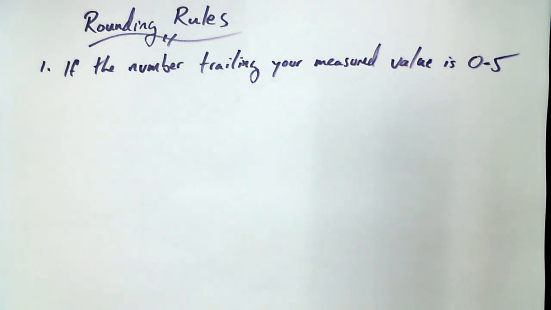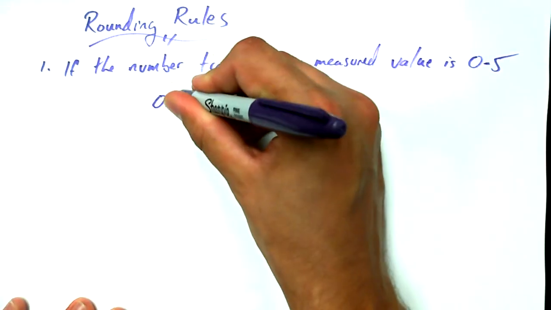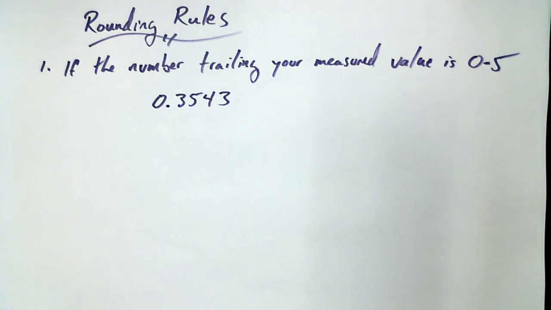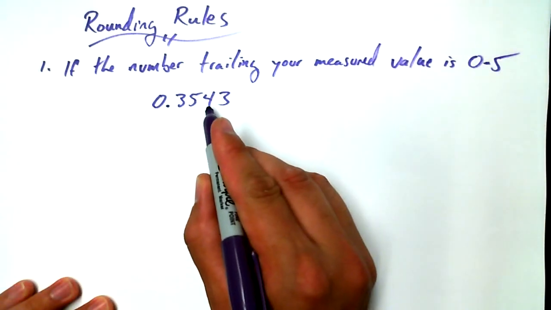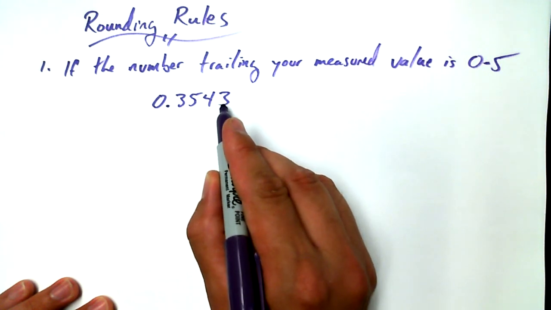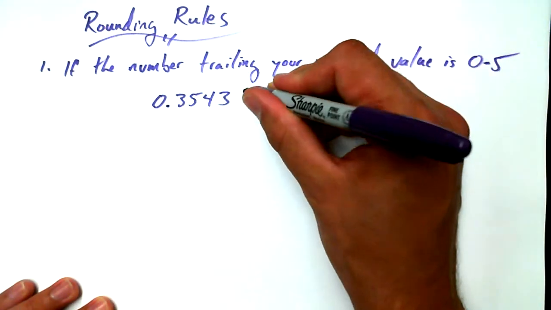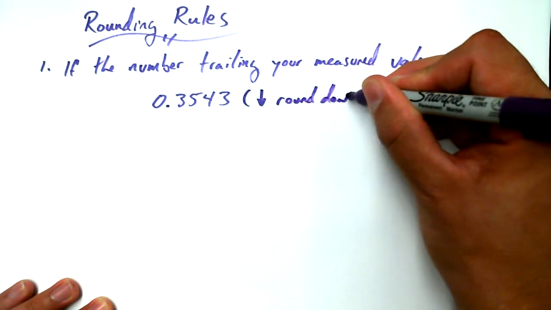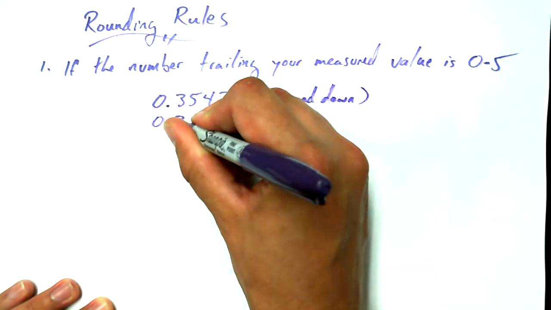If the digit trailing your measured value is between 0 and 5, and I guess I could have used less than and greater than symbols here, but you know what I mean, between 0 and 5. So for example, 0.3543, and I say, hey, let's round this thing off to 3 decimal places. Is this going to round up or down? Down. Yeah, so that 3 here is between 0 and 5, so I'm going to round down if I'm rounding to 3 decimal places. And I'd say it's 0.354.